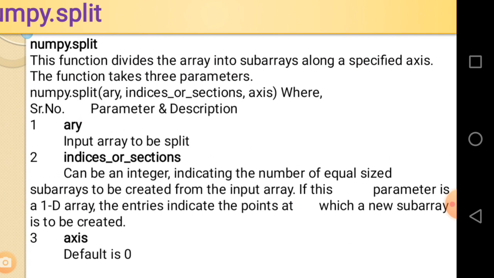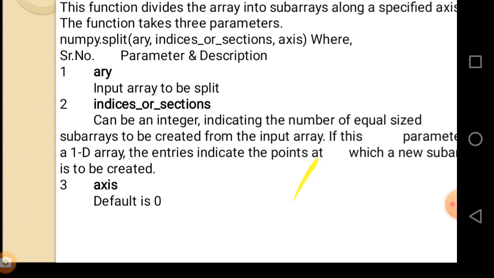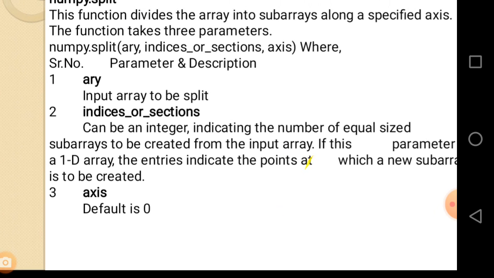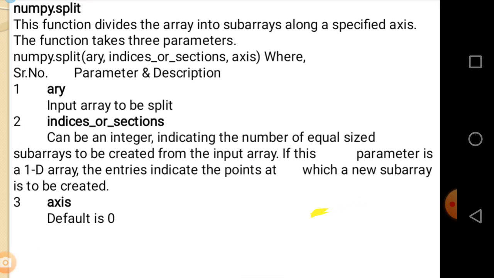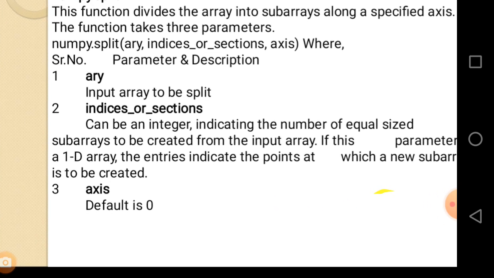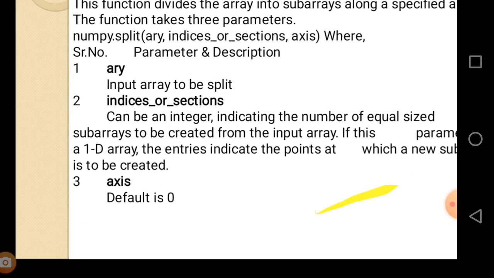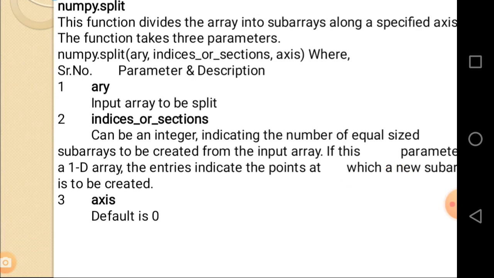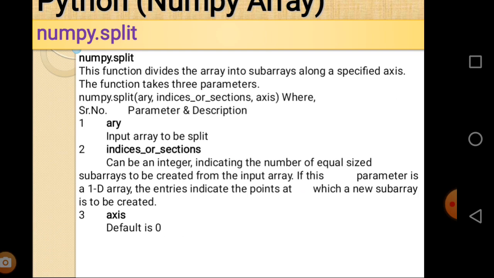If you want to divide or split into more than two parts, it is possible using the indices parameter. It can be an integer, indicating the number of equal-sized subarrays to be created from the input array. If this parameter is a one-dimensional array, the entries indicate the points at which a new subarray is to be created. And axis by default is 0. So this is the syntax of numpy split. Let us check it using an example.